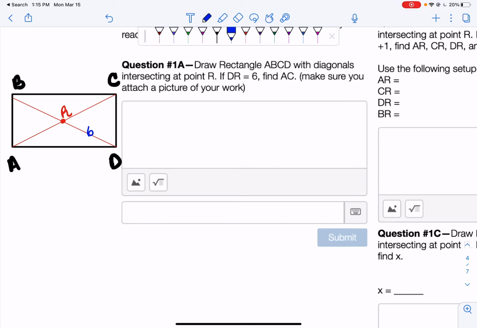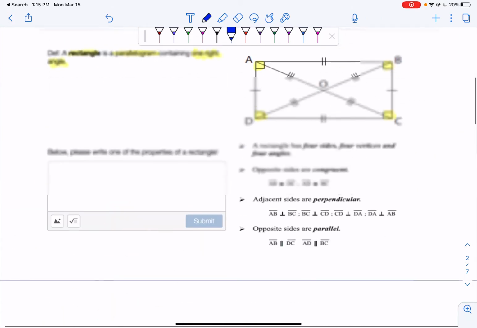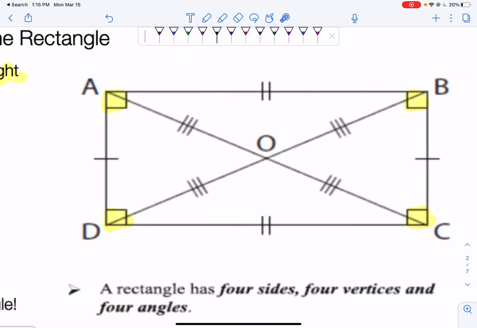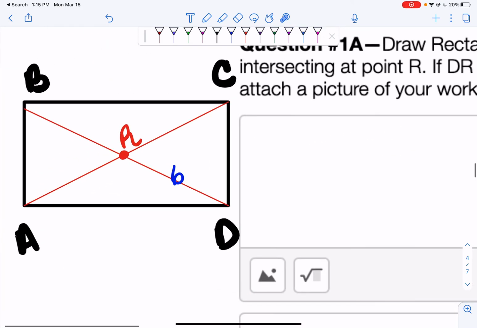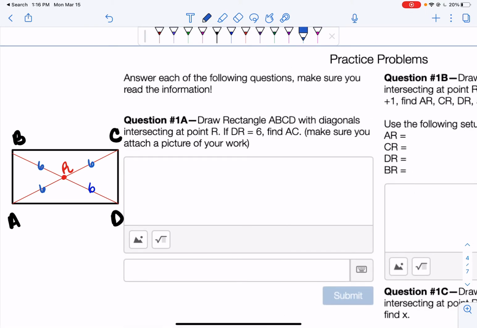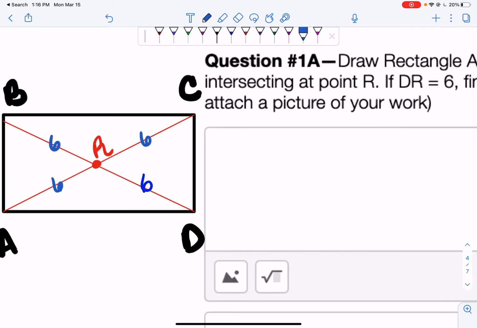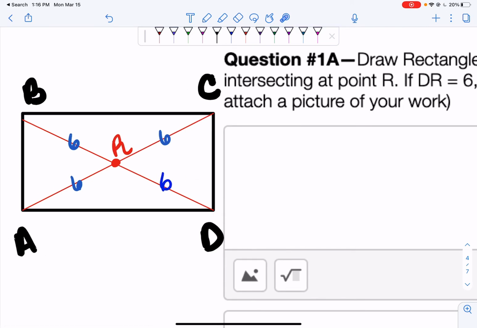If you look, it's a little weird because I have DR, but if you remember, we know that all these pieces of the diagonals are congruent. So everything on the inside of my rectangle will be a 6. So I got a 6 here, a 6 here, and a 6 here. You want to find the value of AC. So AC is made up of 2 inners, as Miss Daniels would say. I've got a 6 and a 6.